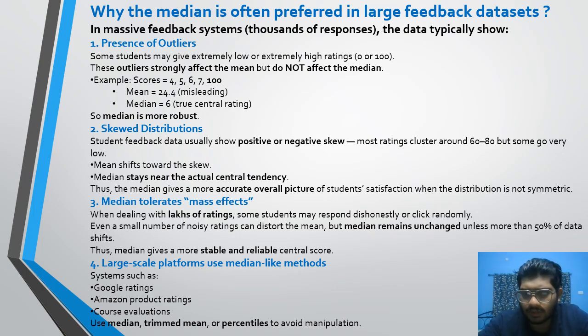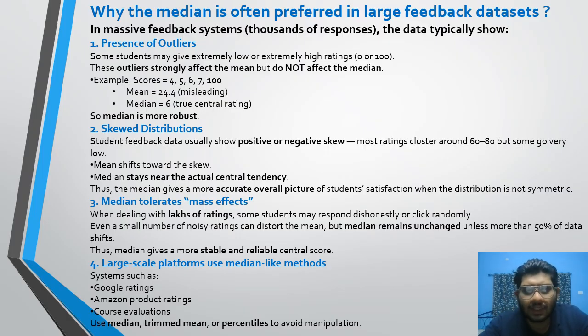Mean shifts towards the skew, right? We have seen the mean is misleading, right? So mean shifts towards the skew, median stays near the actual central tendency. We are studying why we prefer median, right? Mean shifts towards the skew, and median stays near the actual central tendency. So the median is always around the correct value. It doesn't go with the flow.